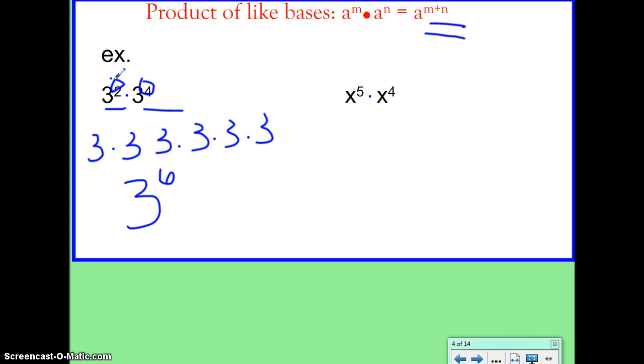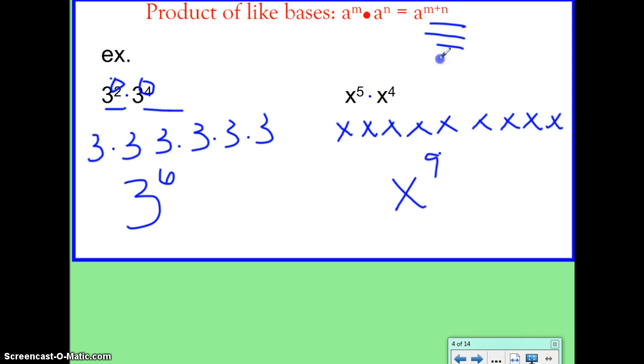All right, so your next one, I'm going to take a second and expand them out. So x to the 5th power is x, there's 5 of them, and then there's going to be 4 more, so 1, 2, 3, 4. Now the base is whatever's repeating, so in this case it's an x, so I would write x, and then I would count them up. And as you count them, you should see that there are 9 of them. So that should have been the answer you got.